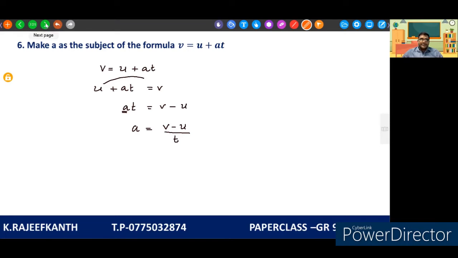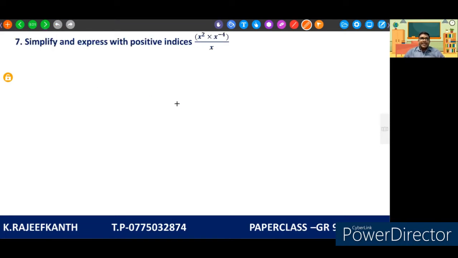Then next one. Simplify and express with positive indices. You have to write the answer with positive indices. Simplify and express with positive indices: x to the power 2 times x to the power minus 4 over x.